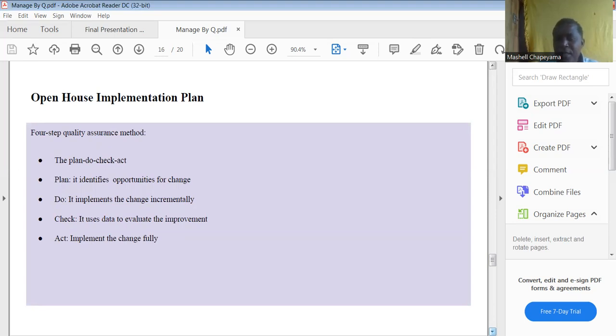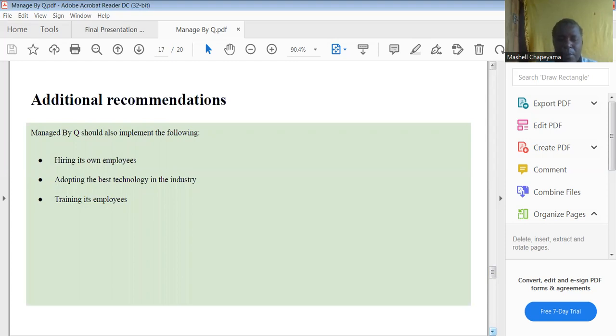Then check after making some changes in how it does its work. It should use data to find if the changes are worthwhile. Are they improving the situation or not? If these changes are improving the situation, then the company should implement the changes wholly in other companies and in all sectors. What are the other additional recommendations? Apart from continuous improvement, the company should hire its own employees rather than subcontracting. Then it can train its employees so that they have the right competence and the right mindset. And the company should teach its employees its policies and practices, so that it has a culture of excellence. And the company should adopt the best technology.